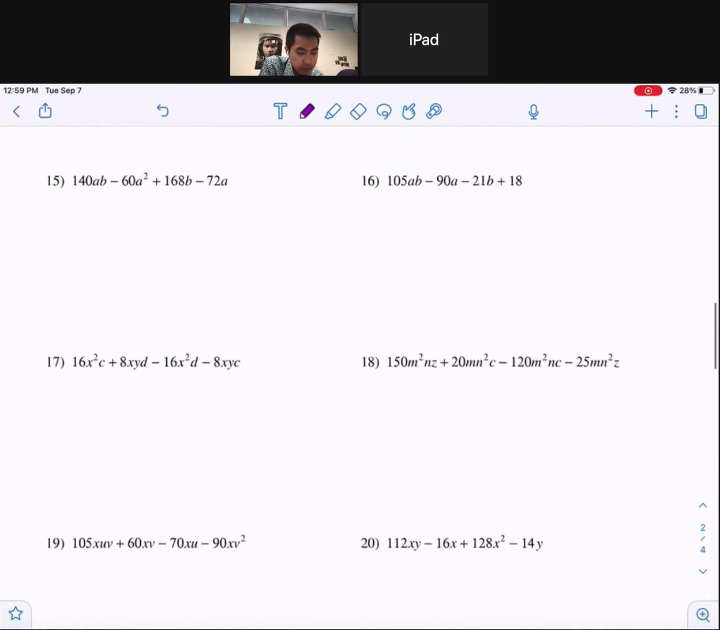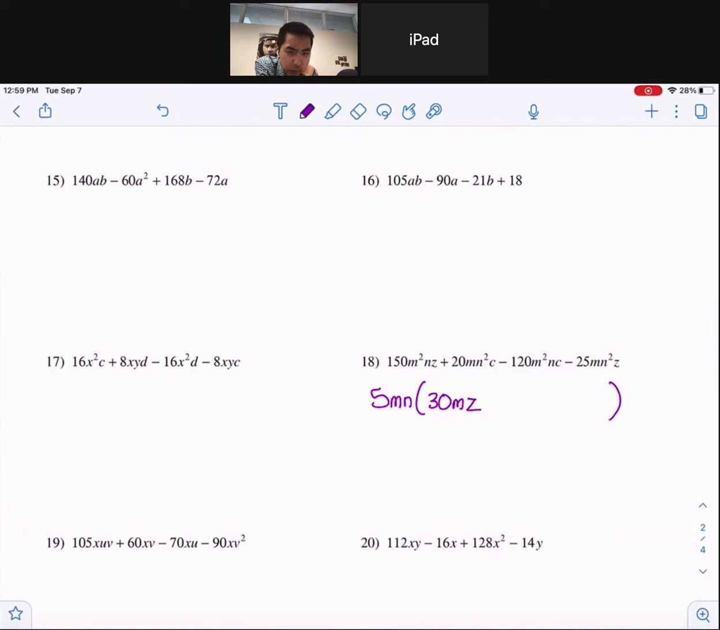I'll just do 18 and 20 to finish it off. Okay, 18. You can factor out a 5 from each term. All of these numbers can be divisible by 5. They all have an m variable, so we can factor out an m, and they all have an n variable, so we can factor out m and n together. So 150 divided by 5 is 30. You took away an m, so just 1 m. You took away an n, so all you gotta do is just drop the z.